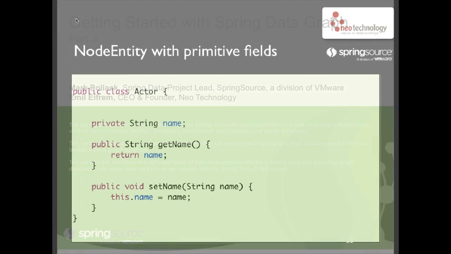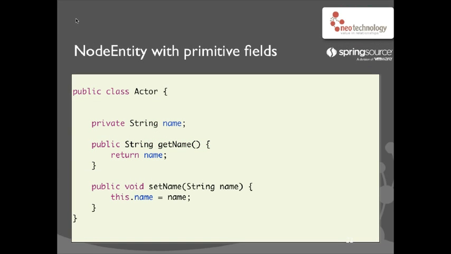Thank you. So, assuming then that we have a simple POJO, we want to write a movie site, and we have actors and we have movies. How then would you persist this into Neo4j using Spring Data Graph?